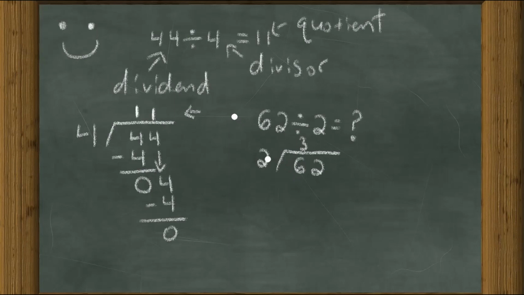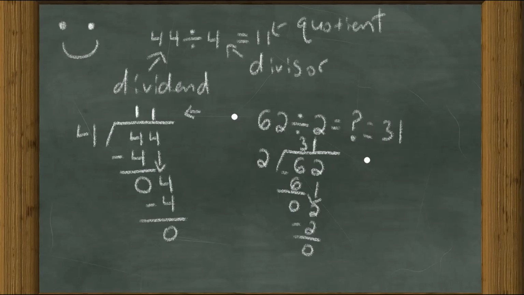Then 3 times 2 is 6. 6 minus 6 is 0. I'm going to bring down the 2. And we can just ignore this 0. Now, how many times does 2 fit into 2? Once. Then I'm going to do 2 minus 2, which is 0. So I know that 62 divided by 2 is equal to 31.